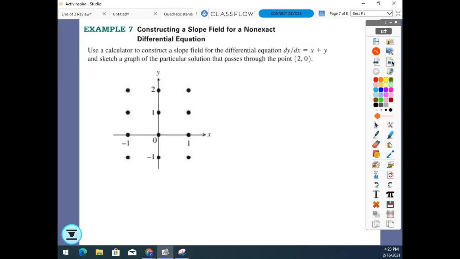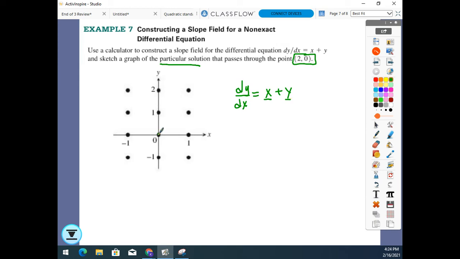All right, so let's try this one. They also want the particular solution that goes through this point. That means we don't have a family of graphs. We have one particular solution that we will graph. This one's a little bit trickier: dy/dx equals x plus y. So we have to consider every single coordinate point. Anytime there's both x and y in our derivative, it's super annoying.